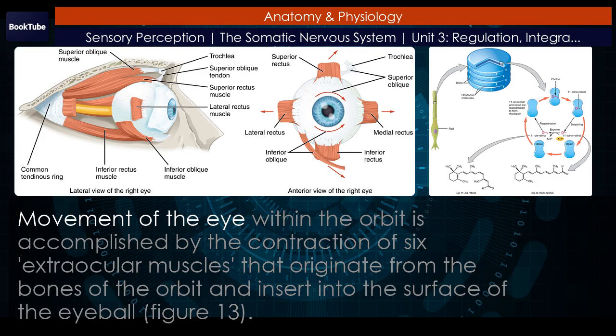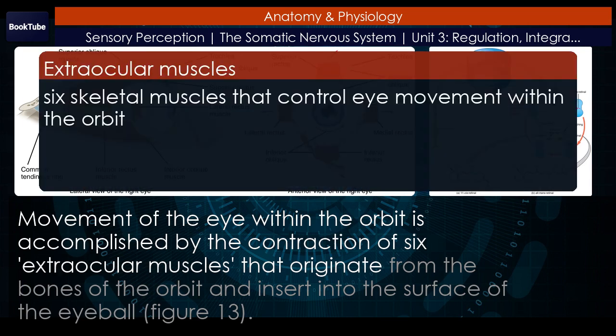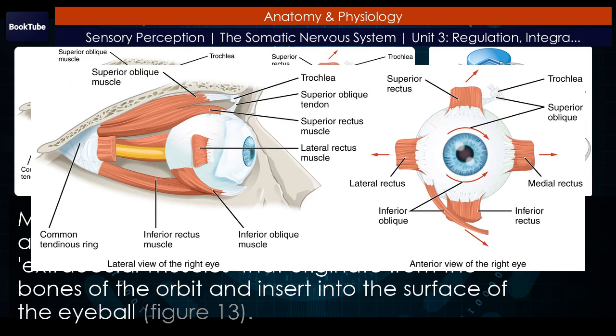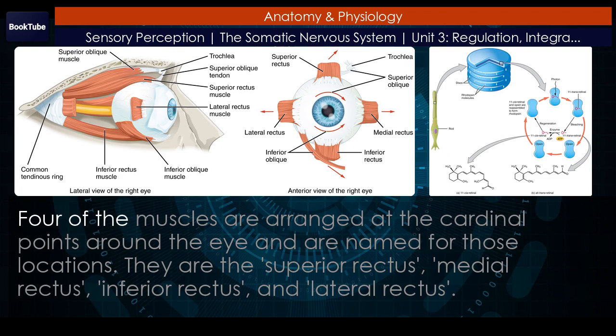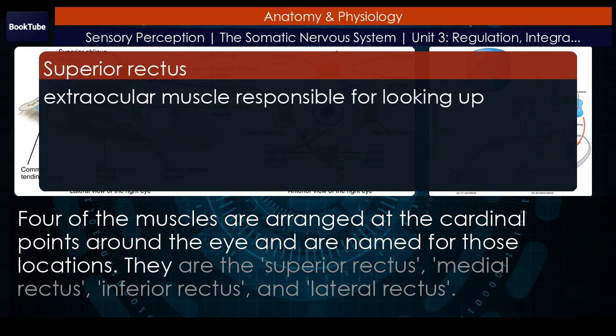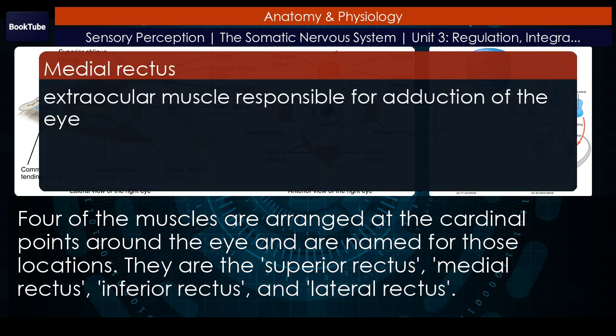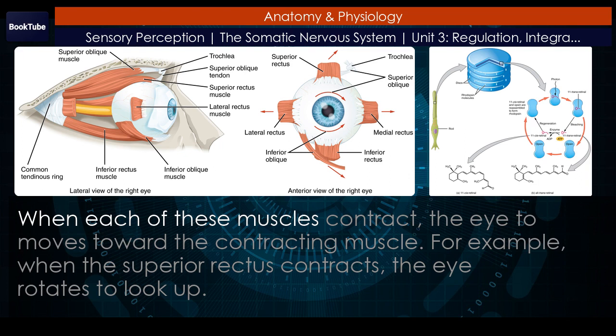Movement of the eye within the orbit is accomplished by the contraction of 6 extraocular muscles that originate from the bones of the orbit and insert into the surface of the eyeball. Figure 13. 4 of the muscles are arranged at the cardinal points around the eye and are named for those locations. They are the superior rectus, medial rectus, inferior rectus, and lateral rectus. When each of these muscles contract, the eye moves toward the contracting muscle. For example, when the superior rectus contracts, the eye rotates to look up.